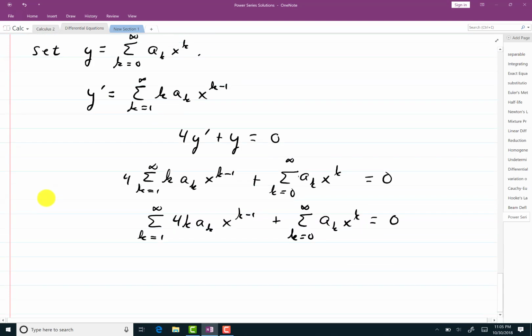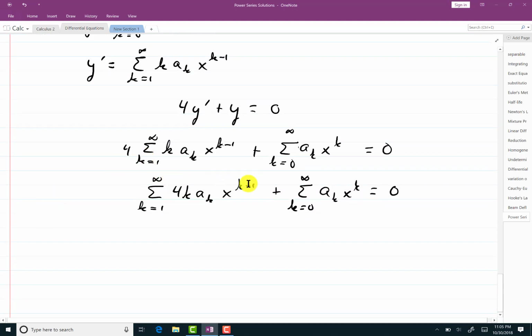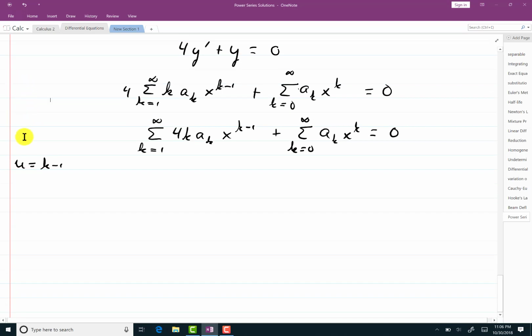Now, the weird thing here is the powers appear to be different between the two of them. How do I remedy that? How do I fix it so that I have an x to the k that I can combine with an x to the k? How do I get like terms out of the deal? Well, what you do is this little trick. Let me let u equal k minus 1, just like you would do anywhere else. Except I don't have to do a du or anything like that. I can just plug it in here. So when k equals 1, u will equal 0. And then when k equals infinity, well, u will equal infinity. Infinity minus 1, still infinity.